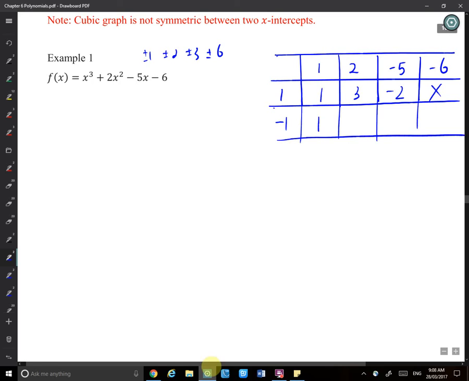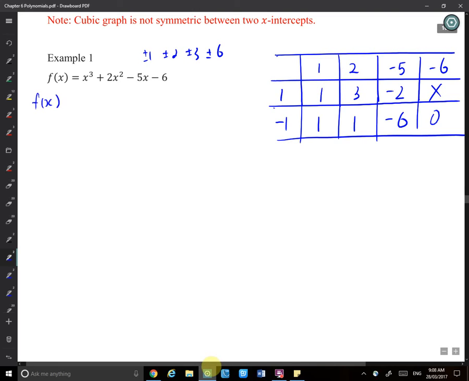1 minus 1 plus 2 is 1. Wait, did I make some mistakes here? 1, 2, 3 minus 2. 1, 2 minus 5 minus 6 minus 1 times that's minus 1. Minus 1 gives me 1. Minus 1 plus minus 5 is minus 6. Minus 6 times minus 1 is 6. 6 minus 6 is 0. So minus 1 works, but positive 1 will not work.